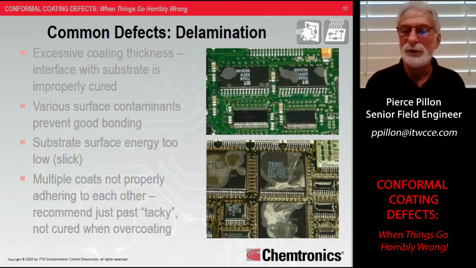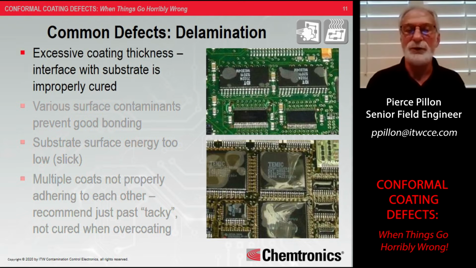Delamination is not common, but it does occur. And the bad part is you're generally not going to see this in your manufacturing facility by your inspection team. One of the causes is, again, excessive coating thickness. That interface of the coating at the substrate is improperly cured, or it does not cure at the same rate as the rest of the volume of that coating, and it does not allow for good adhesion with the substrate surface, whether it's a component or the laminate on the board, whatever it may be.